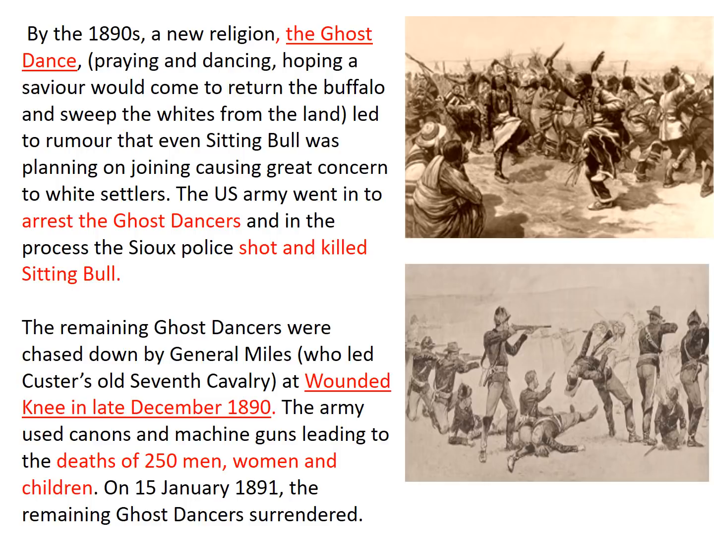The remaining ghost dancers were chased down by General Miles, and they located them at Wounded Knee, where the army used cannons and machine guns. There's a rumour of a gun going off by accident and that causing chaos, and that led to the deaths of 250 men, women and children, with the ghost dancers surrendering the following New Year.